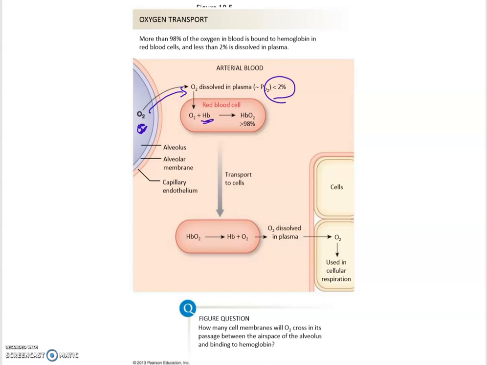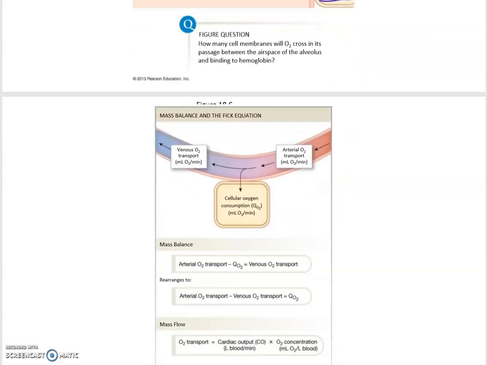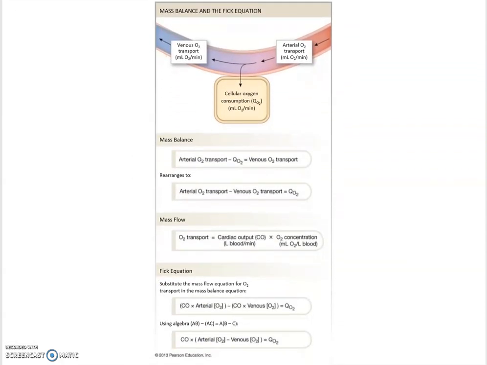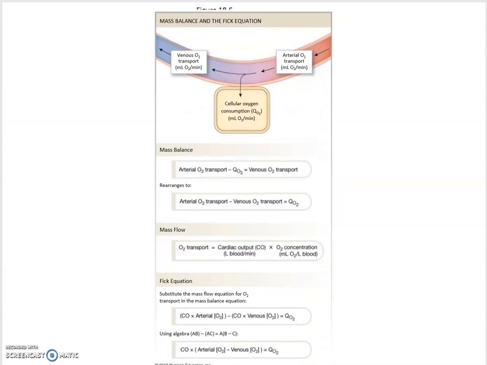Now, as we're moving into the tissues, the transported oxyhemoglobin here will release the oxygen because the cells are always starving for oxygen. Now we have another concentration gradient, and so the oxygen will move into the tissues, where it's used for cellular respiration. Okay, and here are some equations that we actually don't really need.